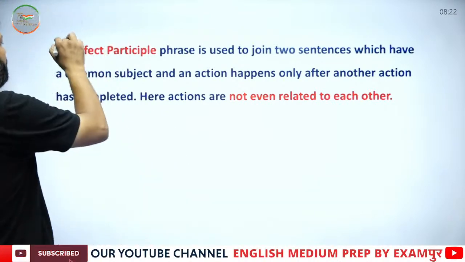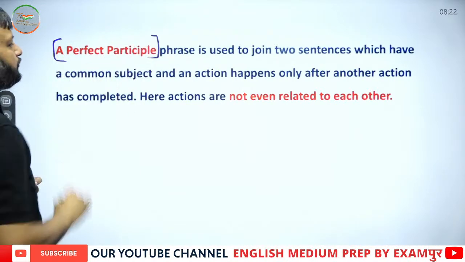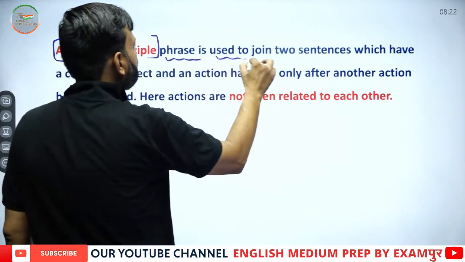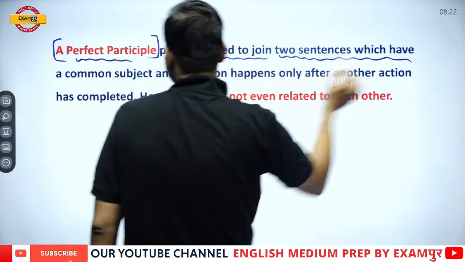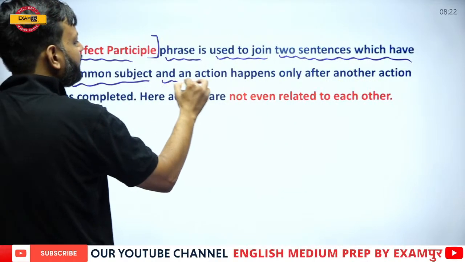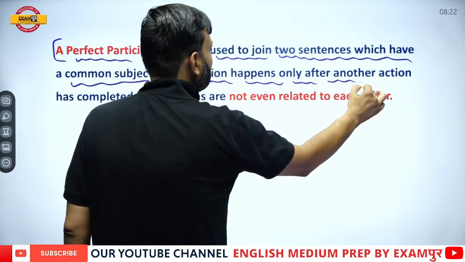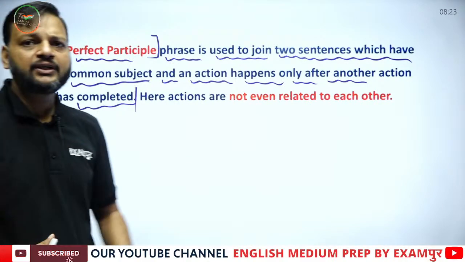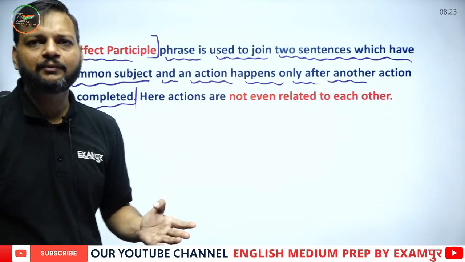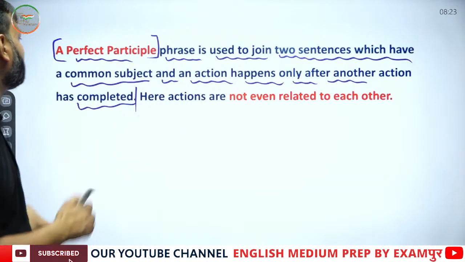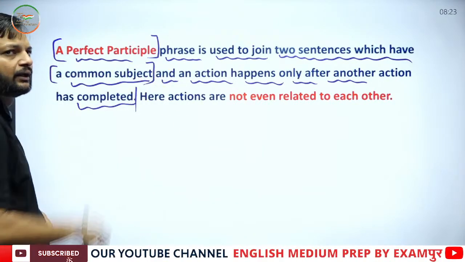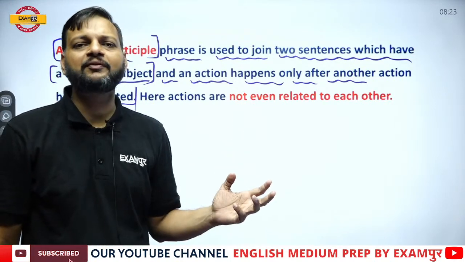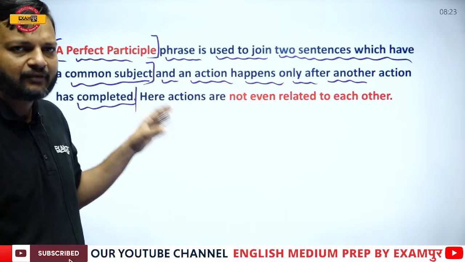Now let's talk about perfect participle. A perfect participle phrase is used to join two sentences which have a common subject, and an action happens only after another action has completed. So just like present participle, perfect participle also requires a common subject. As we needed a common subject to use a present participle, the same is the case with perfect participle.